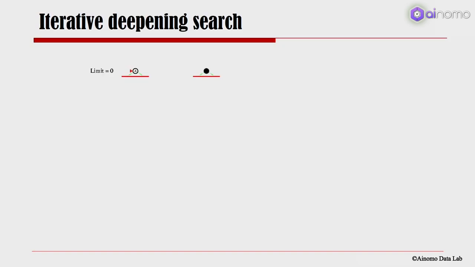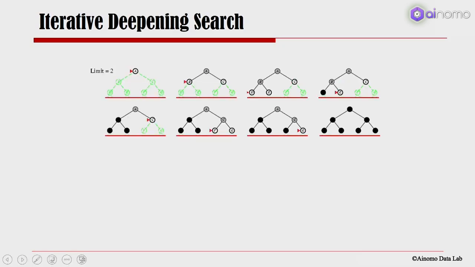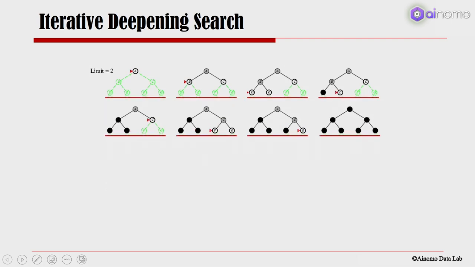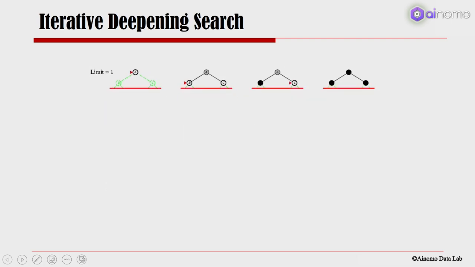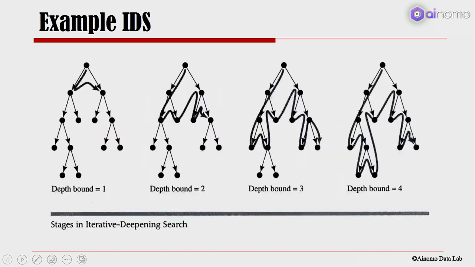So iterative deepening search: I look at level 0 first, then I look at level 1 for the goal, then level 2, level 3, and so on and so forth. So the idea of iterative deepening, let me repeat it: I start with level 1, then I go to level 2, level 3, level 4.